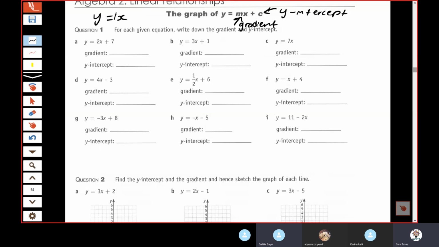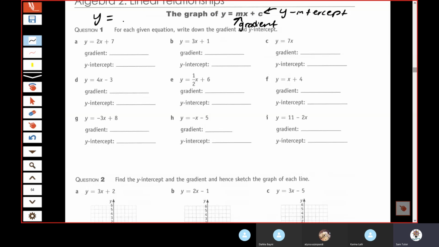1, right? So there's an imaginary 1. So this one here will be a 1. If I said negative x, what number is in front of the x again? Negative 1. So that would be the gradient.